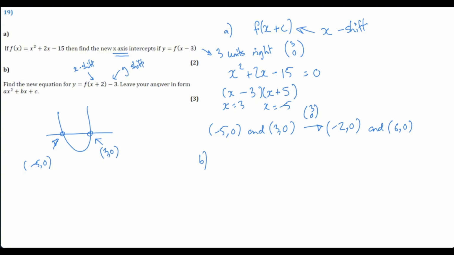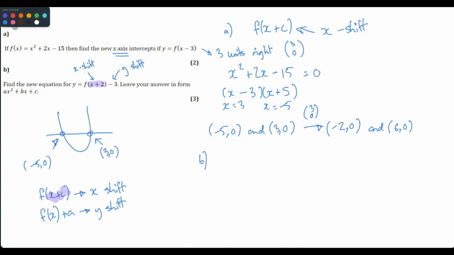So again, just to quickly go through that, we have f(x + c), which is the x plus 2 part. This is the x shift. And then if we have f(x) + a, this is the y shift. Just to highlight this, x plus c is this part, and the plus a is the minus 3 part. So it's moving 2 to the left this time because it's plus 2. Remember, you do the inverse. Then it's moving down by 3.